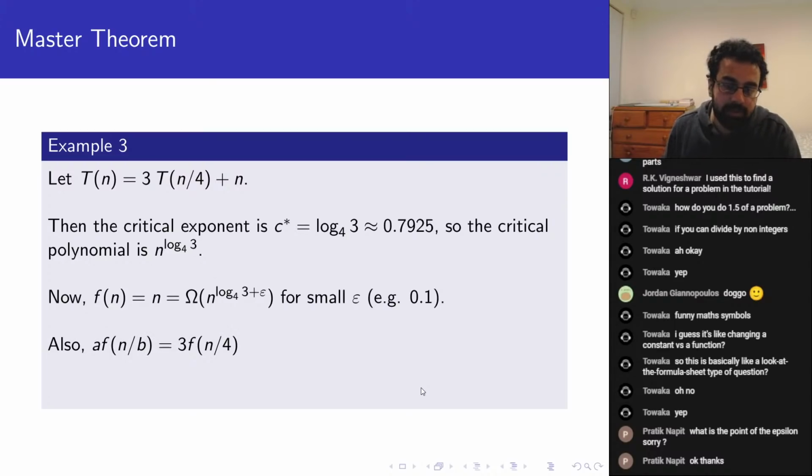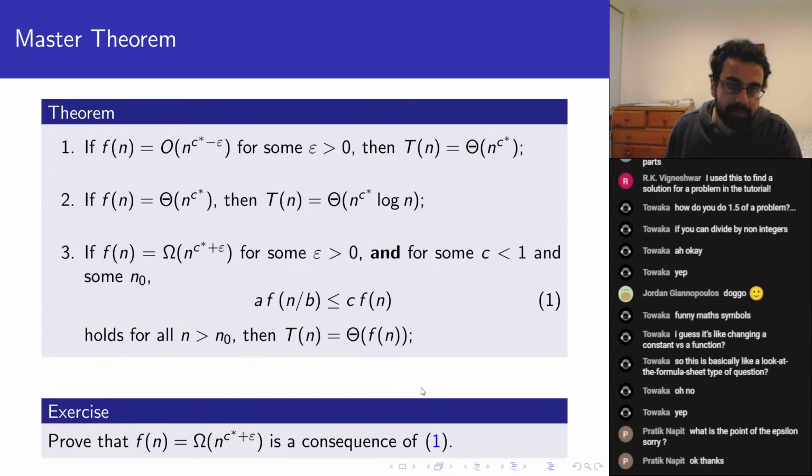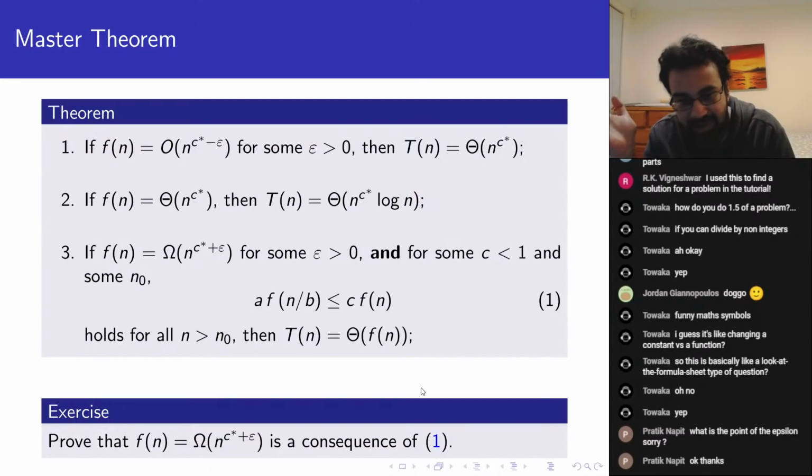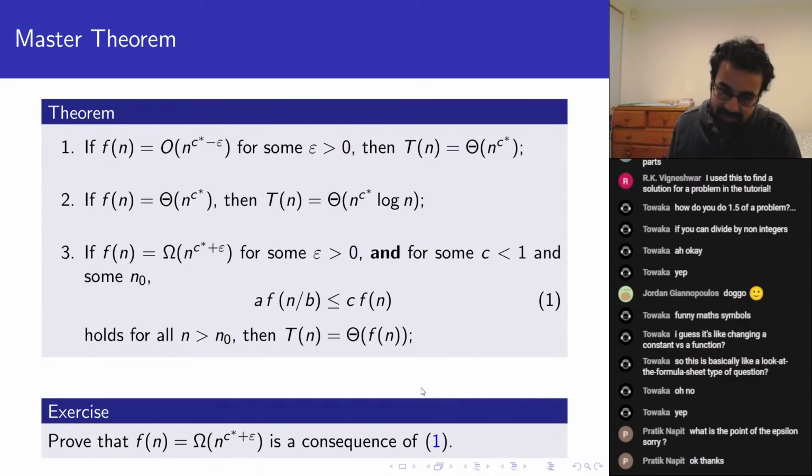We also need to confirm this inequality. We need to confirm that there's some constant c less than 1, so that for all sufficiently large n, inequality 1 holds: a times f(n over b) is less than or equal to c times f(n). There's a proof of this, but we'll mention later where that arises from. For now, just take it for granted that this is something you need to confirm. This is the other criterion for case 3, and it's just being told to us by divine inspiration. We'll come back to it.